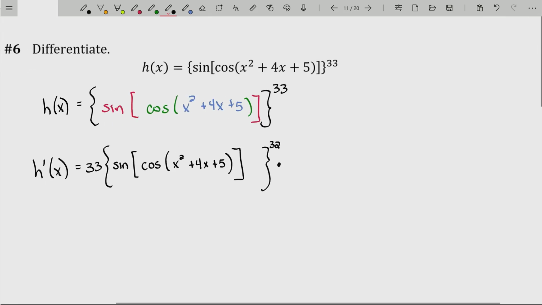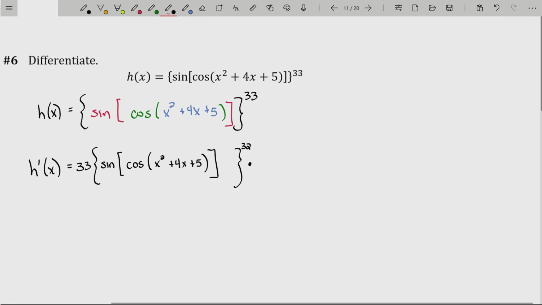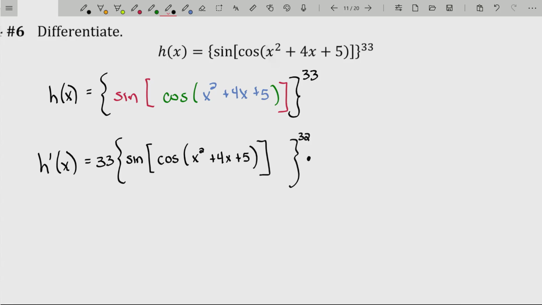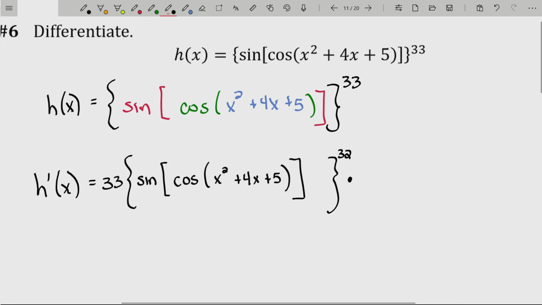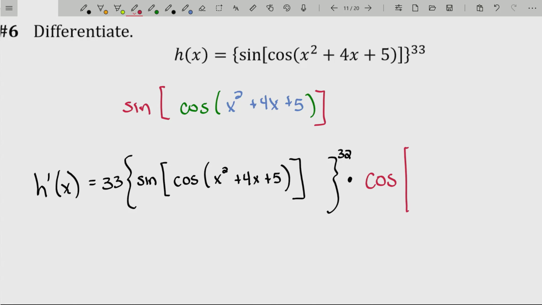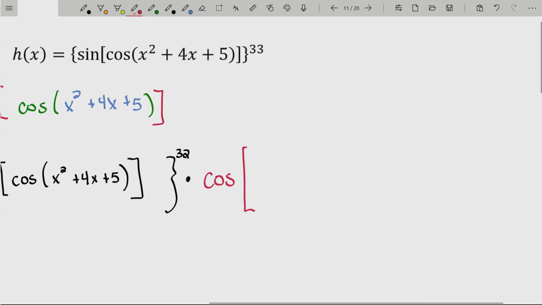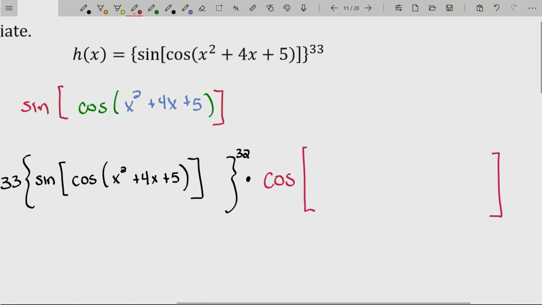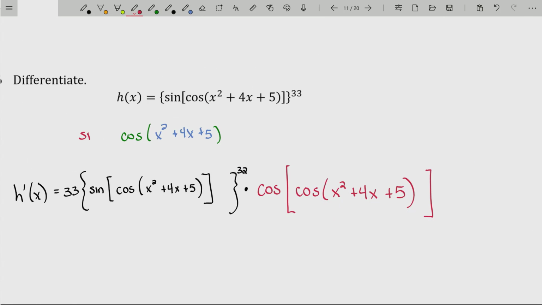And I don't know if I could fit it all on this page, but I'll try my best. I now attach the derivative of the sine. So I've taken care of the outer layer here. Now I've peeled that away. What's the derivative of the sine? Why, you're correct. It's the cosine. Cosine of something. The something is the stuff inside, which was a cosine of x squared plus 4x plus 5. So I now have taken the derivative of the sine.